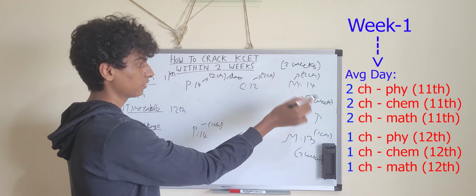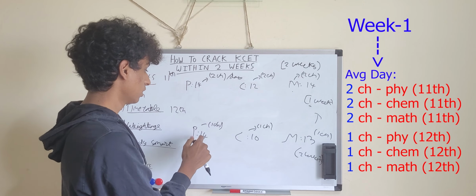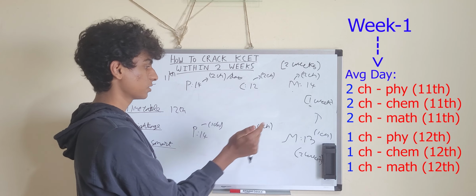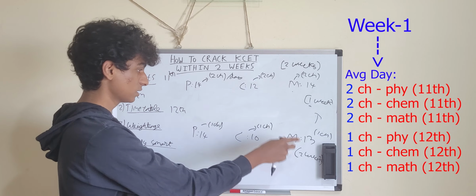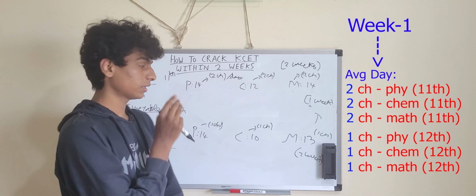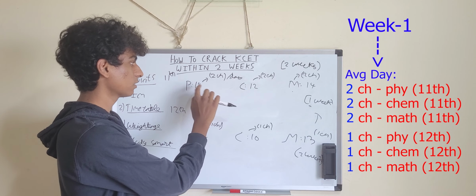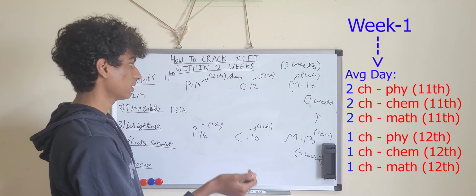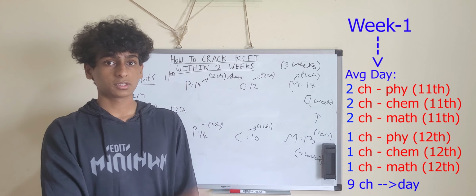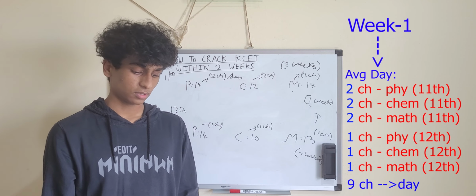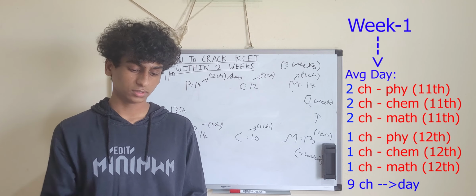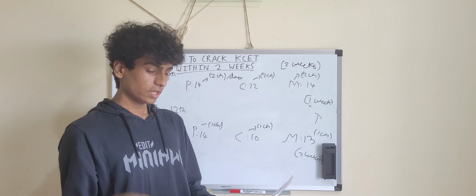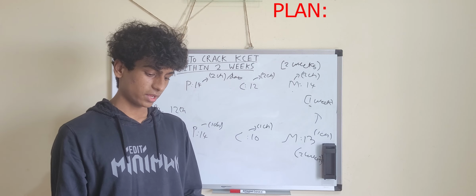Starting this week only, you should be doing 1 chapter from physics, 1 chapter from chemistry, 1 chapter from maths. That is 3 chapters of 12th in 1 day, plus 2 chapters of physics, 2 chapters of chemistry, 2 chapters of maths. That is how many chapters per day? 9 chapters per day. And it is completely possible. I will tell you the plan on how to do that now. So that I gave you the vague idea, here's the plan.